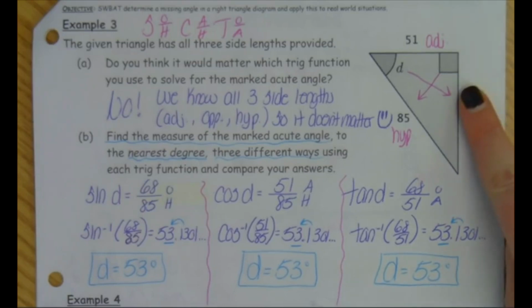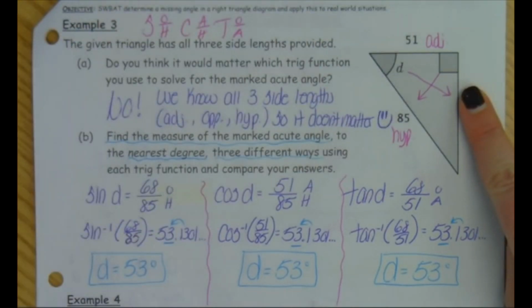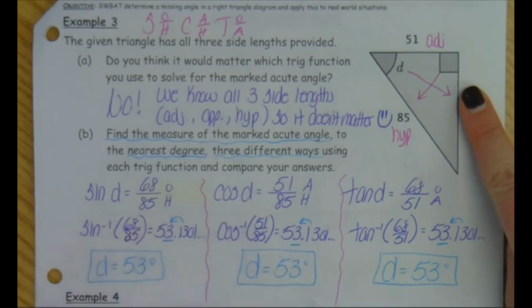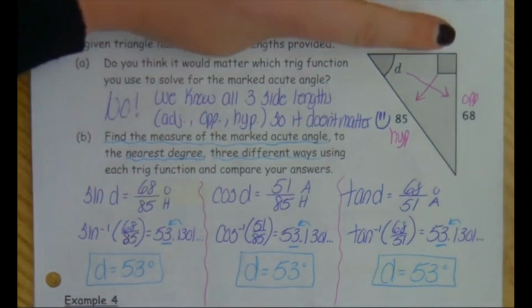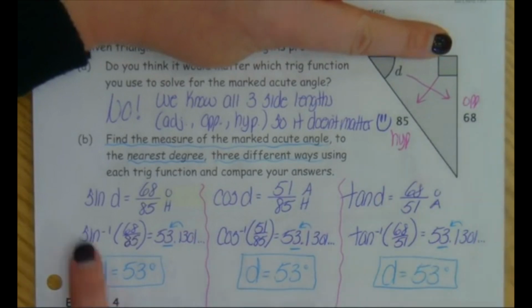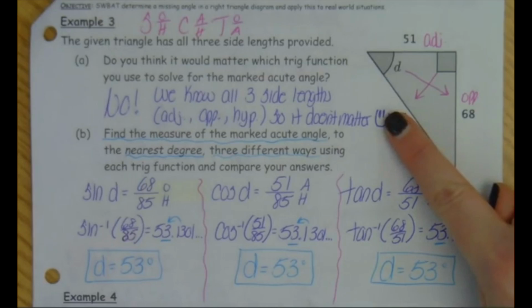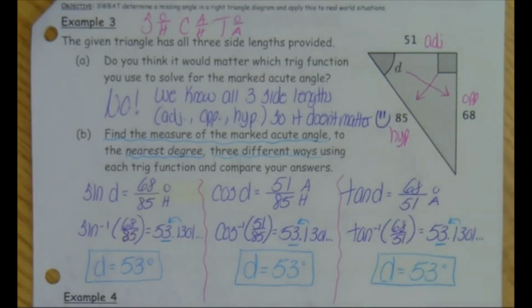For example, what trig function uses the adjacent and the hypotenuse? Yeah, only cosine, so I would have had to use cosine. Same thing if I get rid of the 51, opposite and hypotenuse, that would have been the sine function. I would have had to use sine. And then last but not least, if I had gotten rid of the 85, that's the adjacent and the opposite, that's tan. I would have had to use the tan function. But if I know all 3 sides, it does not matter which trig function I use.